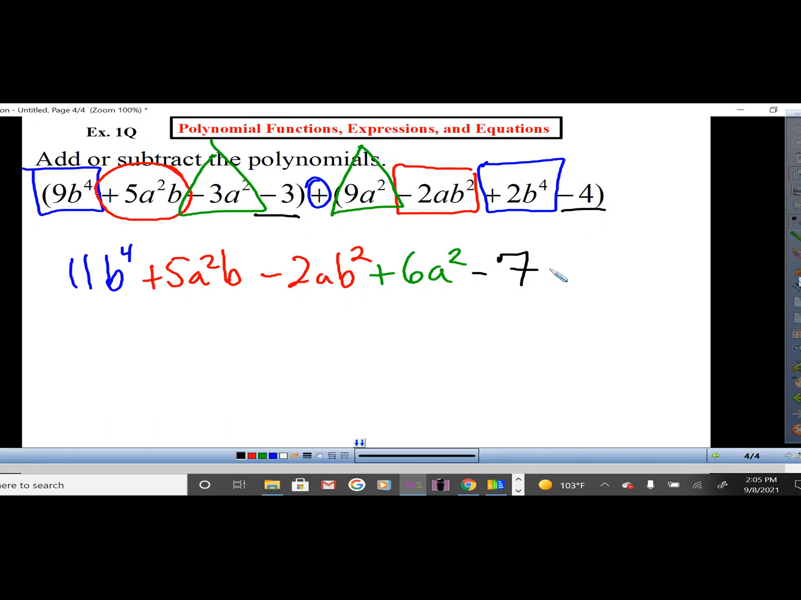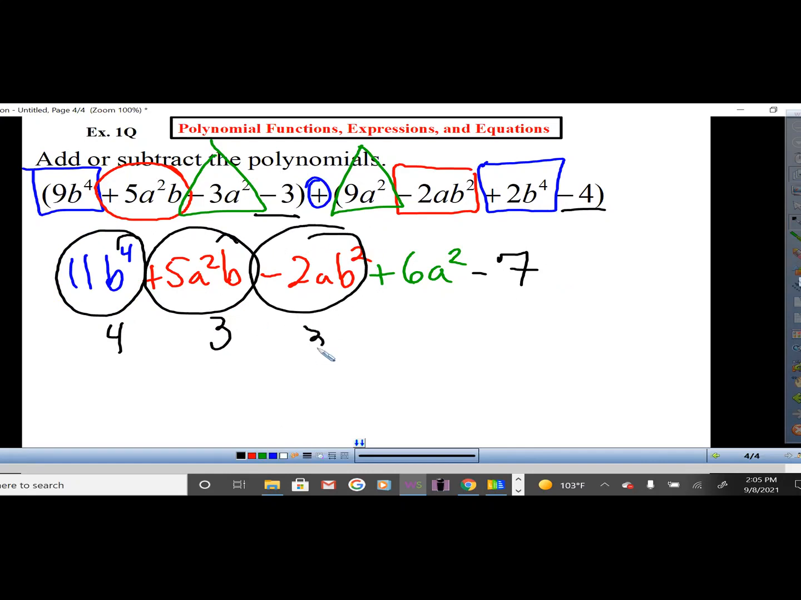Now check this out. By looking at it, it looks like it's in standard form. Let me just double check to make sure. What is the degree of this first term? 4. Degree of this term, 3. Degree of this term, 3. Degree of this term, 2. And this one is 0. Is it in standard form? Yes.